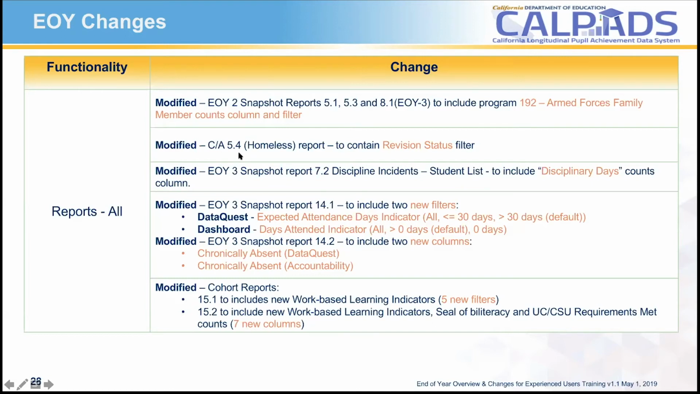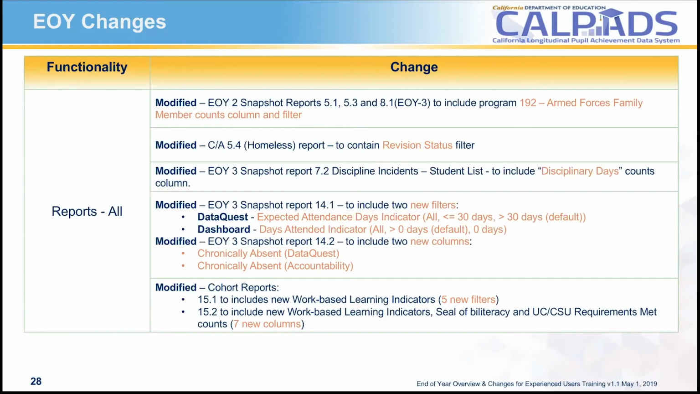The county report 5.4, which is homeless report, now contains a revision status filter. So before, counties could only see your homeless counts after you certified your data. But now they have the ability to see whatever homeless counts you have prior to certification. But the way to do that for them is to go to the filter and select revision status. So this is your pre-certification homeless counts that will be visible on this 5.4 report. Okay, this is for the county level.